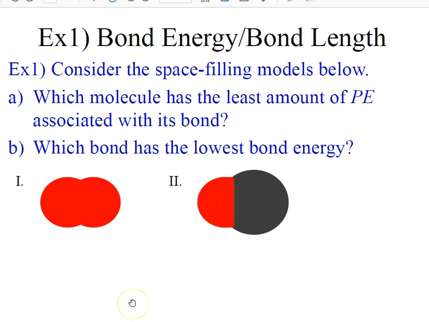Now let's look at these two. Which molecule here would have the least amount of potential energy, meaning the least bond energy, associated with its bond? Well, this bond right here compared to this bond. Remember, a bond is center to center. Because this black atom, whatever it is, is bigger, this bond length must be longer. So a longer bond length is going to mean a weaker bond.